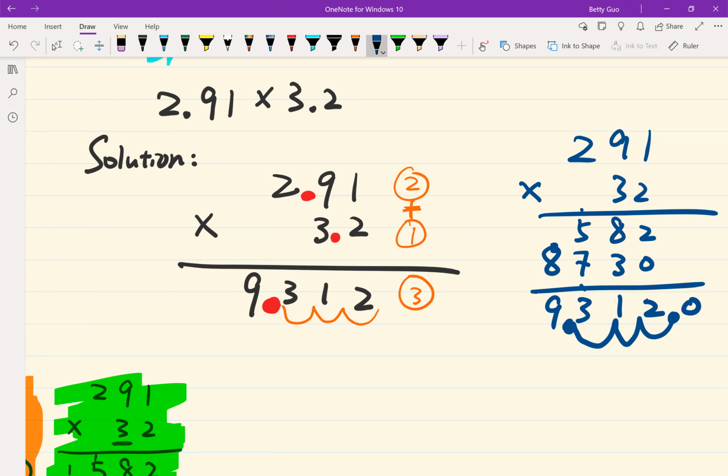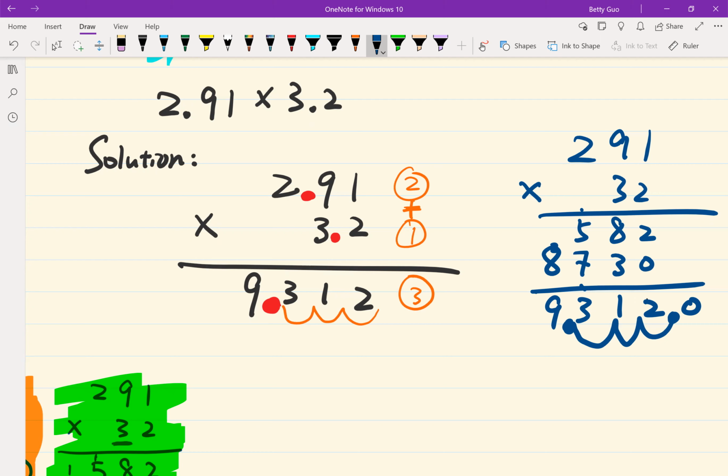Let's make a summary here. How do we multiply two decimals? Line them up vertically. But when we line up the two decimals for the purpose of multiplication, we do not line up their decimal points. Instead, we line up their last non-zero digits. That's the first thing.